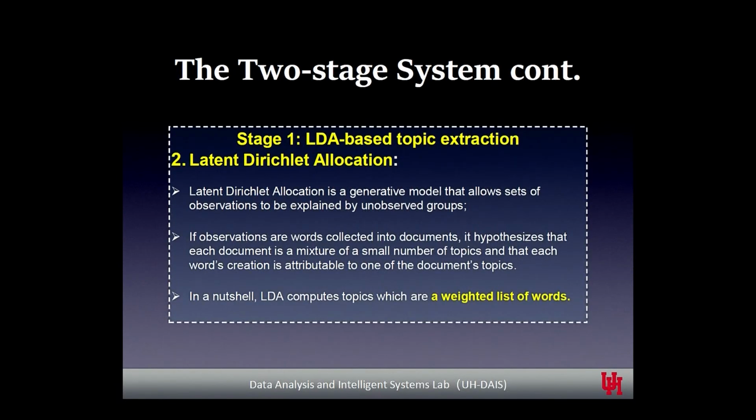First, starting with the latent Dirichlet allocation. Some of you might not be very familiar with this approach. In a nutshell, this approach just returns a list of topics, and each topic is a weighted list of words. Just keep in mind, it's just a list of words it returns.